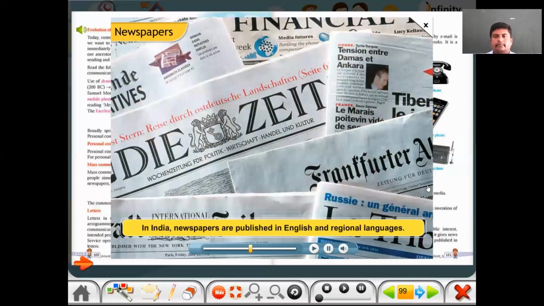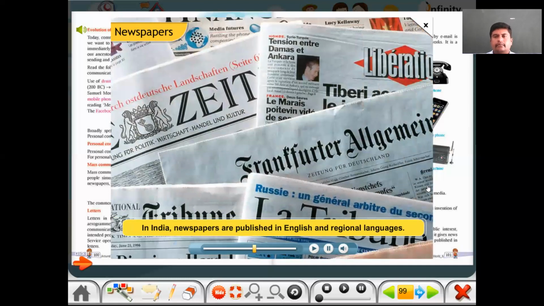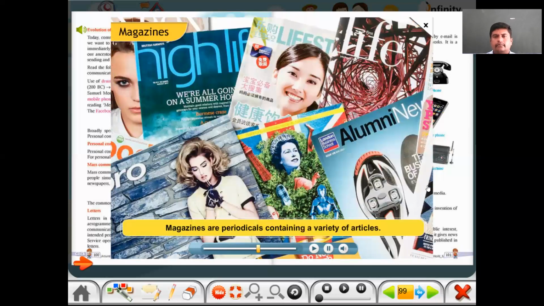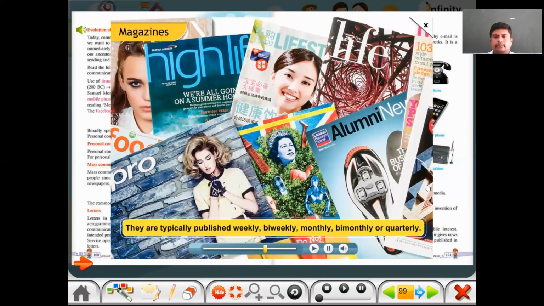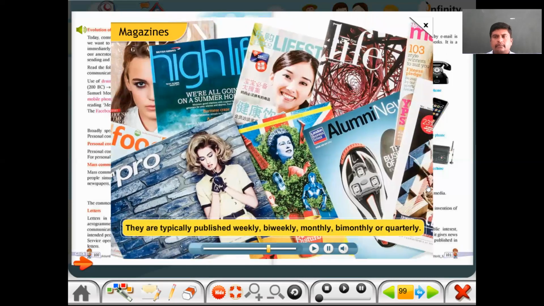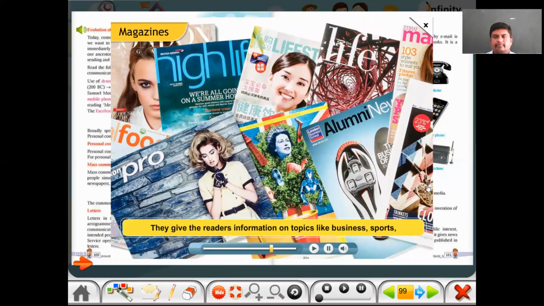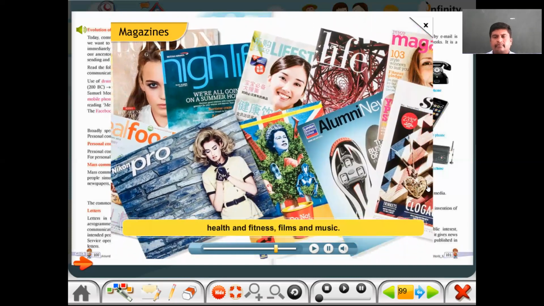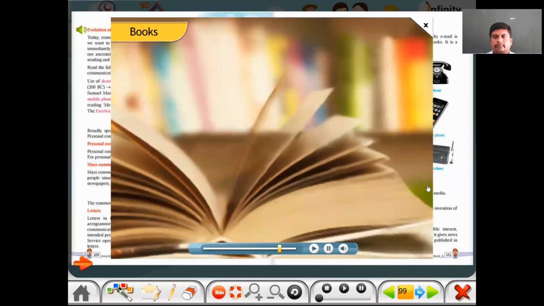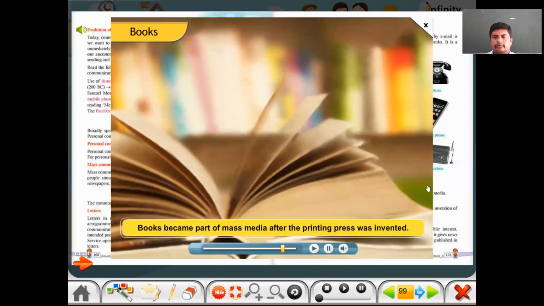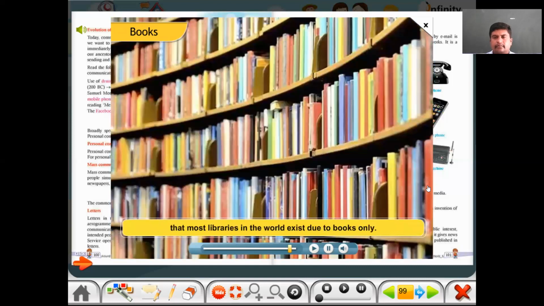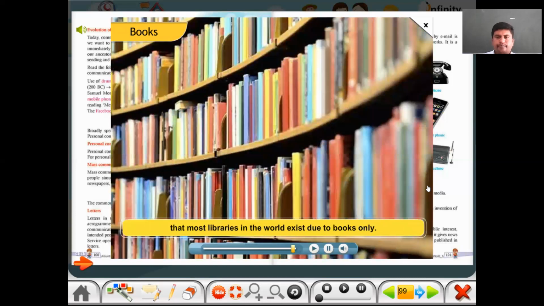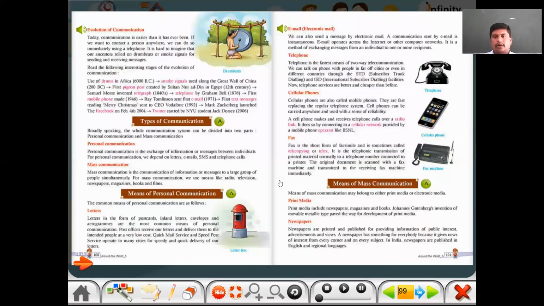In India, newspapers are published in English and regional languages. Magazines. Magazines are periodicals containing a variety of articles. They are typically published weekly, bi-weekly, monthly, bi-monthly, or quarterly. They give the readers information on topics like business, sports, health and fitness, films and music. Books. Books became part of mass media after the printing press was invented. Their topics are varied and their value could be judged from the fact that most libraries in the world exist due to books only.